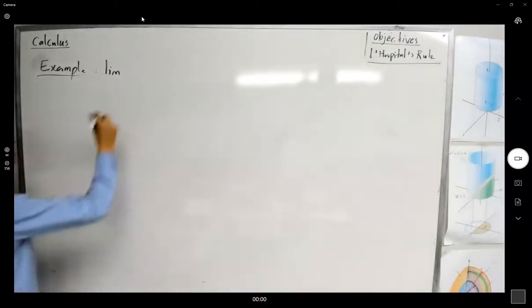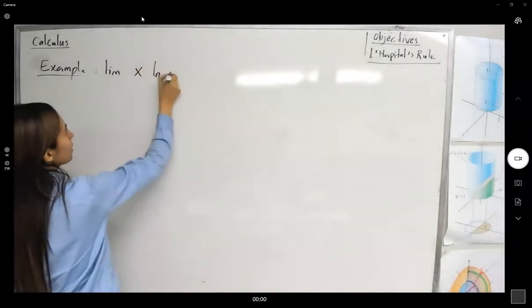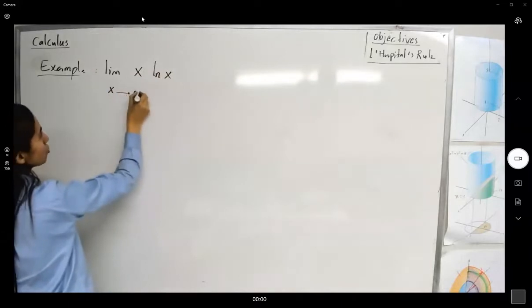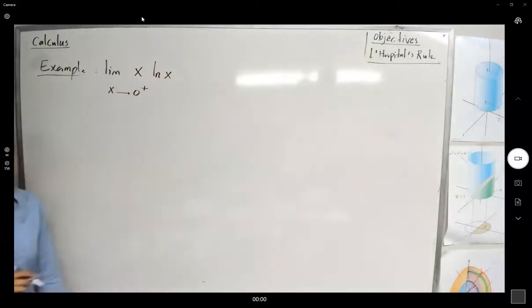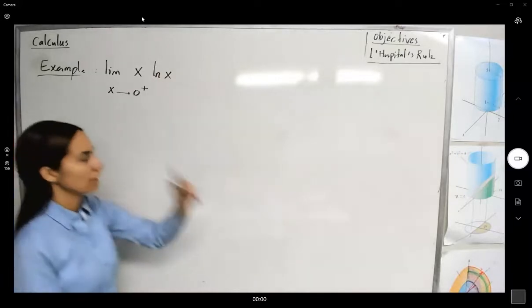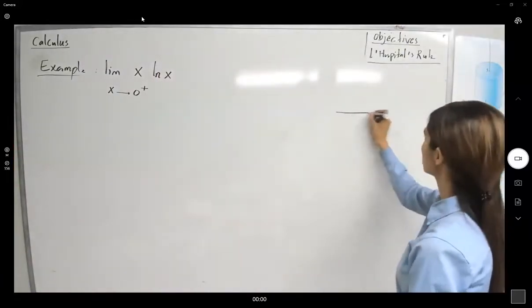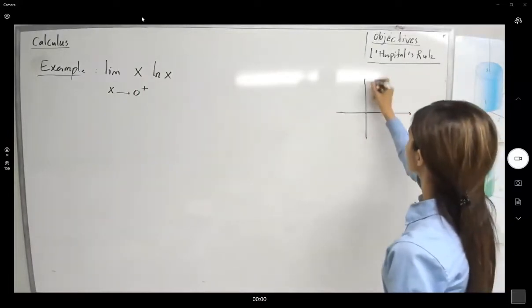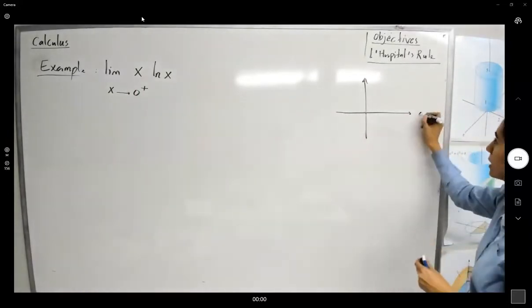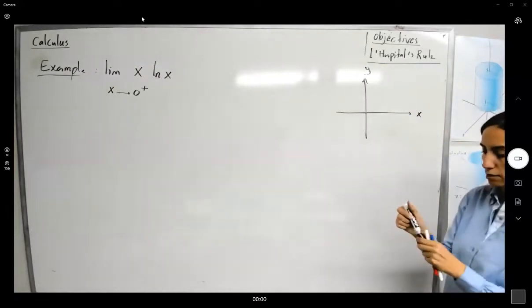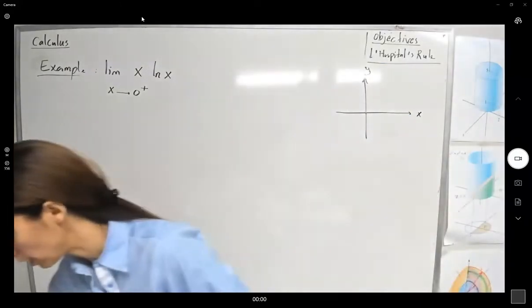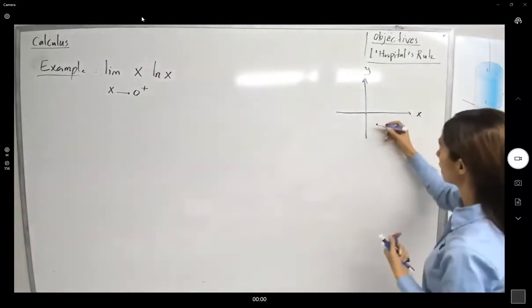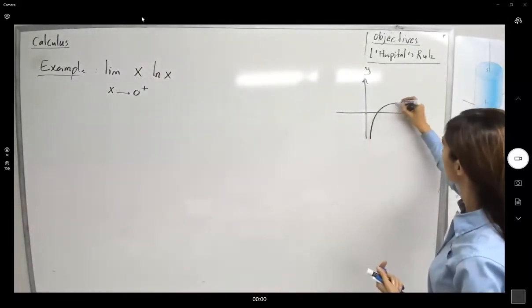Find the limit of x times ln of x as x approaches 0 from the right-hand side. Well, remember the graph of ln? Let us try to analyze what's going on here. This is our x-axis, this is our y-axis, and this is the graph of the ln function. The graph of ln behaves like this.